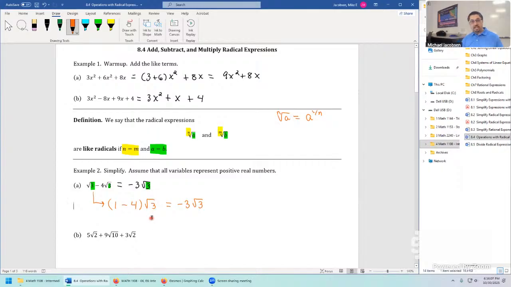Well, that's the major things we're going to be getting into in section 8.4, adding and subtracting radical expressions, whether they're square roots or otherwise. Any questions with the first part, A? Okay, part B is not too different.